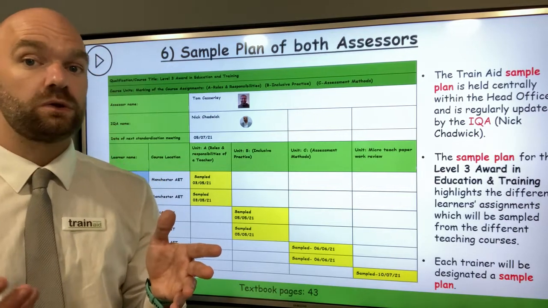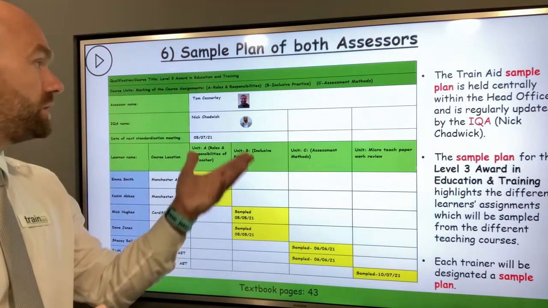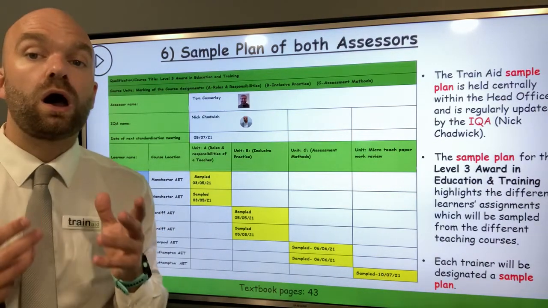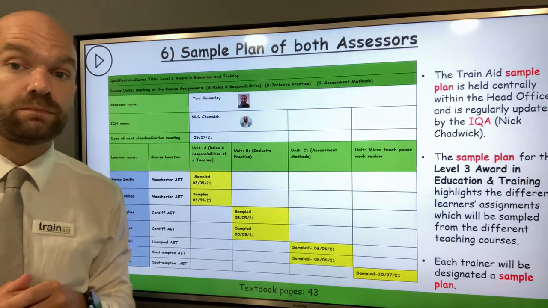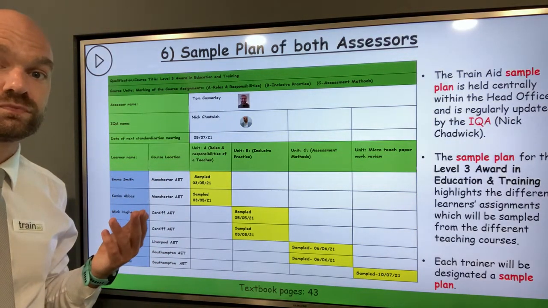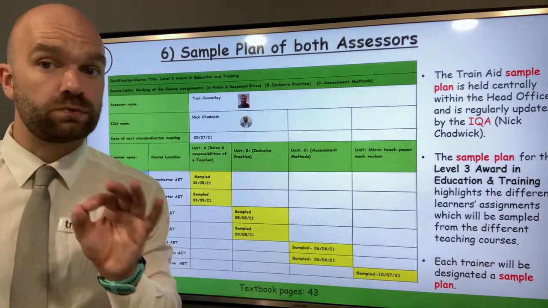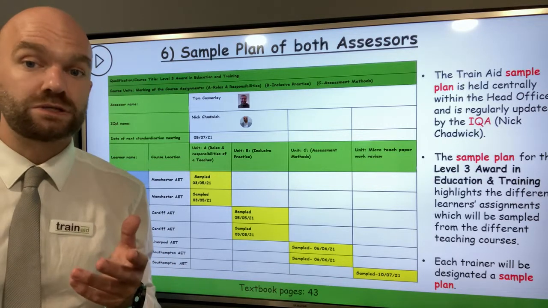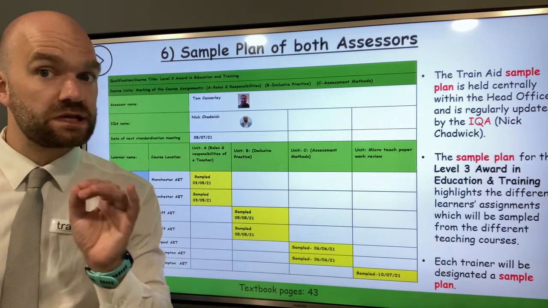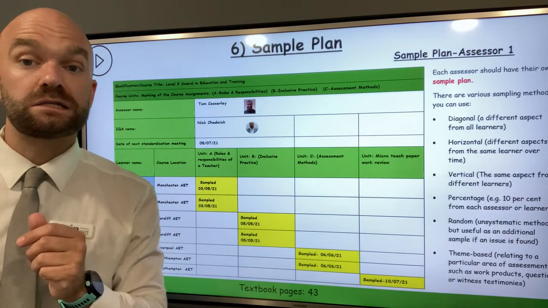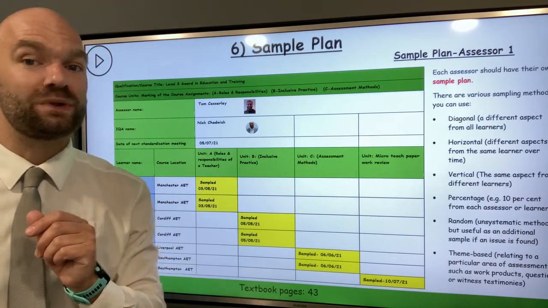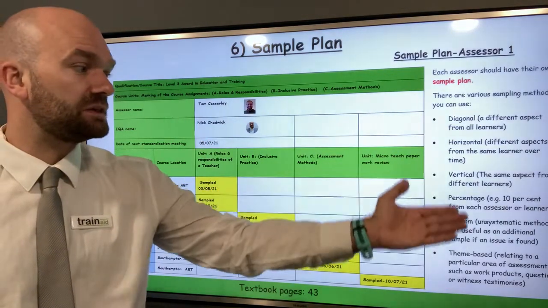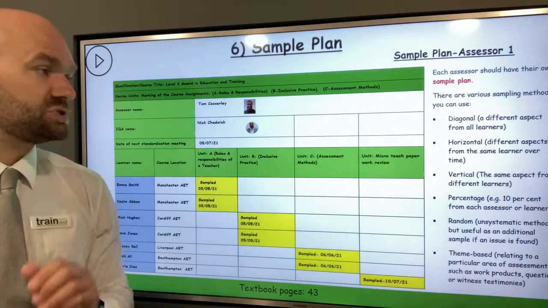Here is an example of a completed sample plan by me, just showing the key dates, of course, when learners are going to be sampled, and the learner names as well. Here is a diagonal approach, but there are many different ways in which you can sample learner work. Each assessor will have their own sample plan. Here is one for Tom, and we have the different types of sampling methods that you can choose.